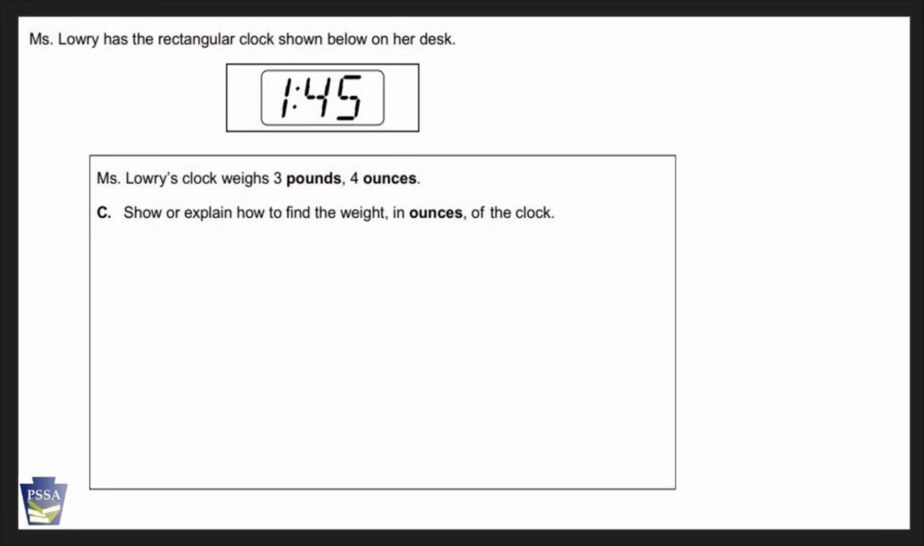Part B, done. Part C, Miss Lowry's clock weighs 3 pounds and 4 ounces. Show or explain to find the weight in ounces of the clock. Now, right around now, you look at your formula sheet and find out that 16 ounces equals 1 pound.